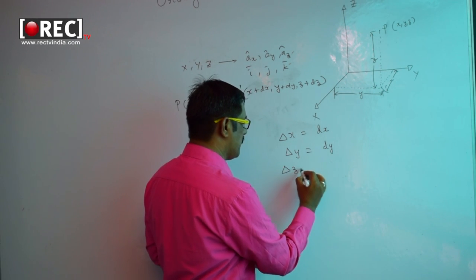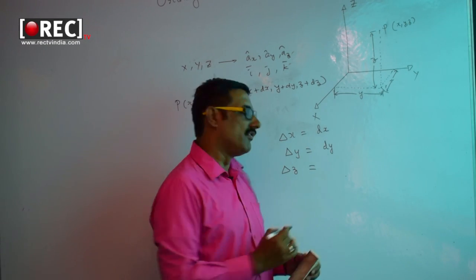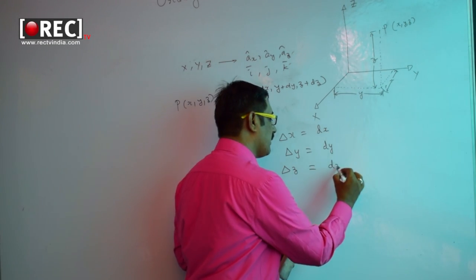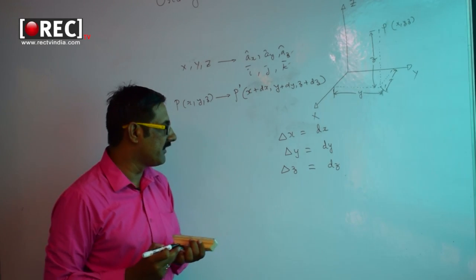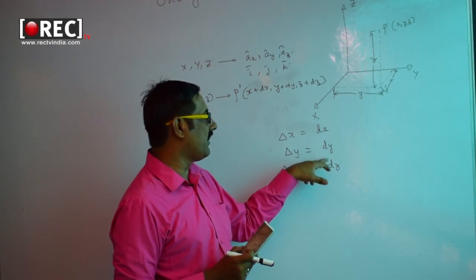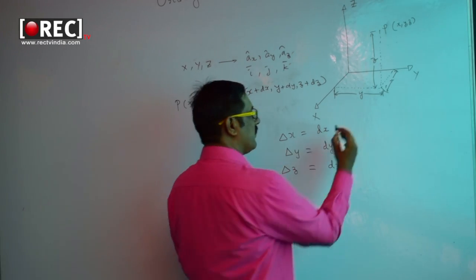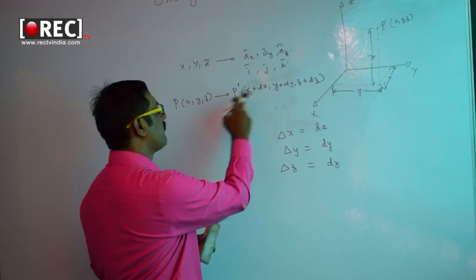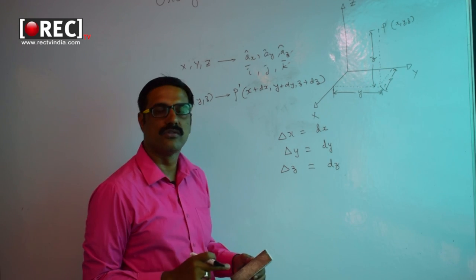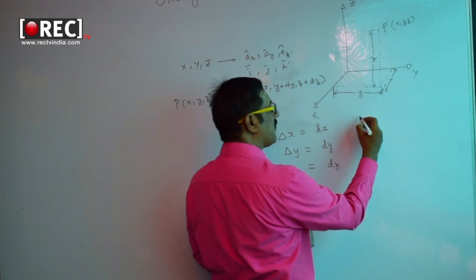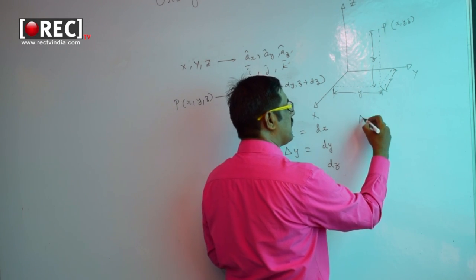It is a change in length in Z direction, which is given by DZ. So delta X, delta Y, delta Z are given by DX, DY and DZ respectively. Now coming to the volume. Due to this change, there might be an increment in the volume also. So due to that change, what is the incremental volume? Let me name it as some delta V.